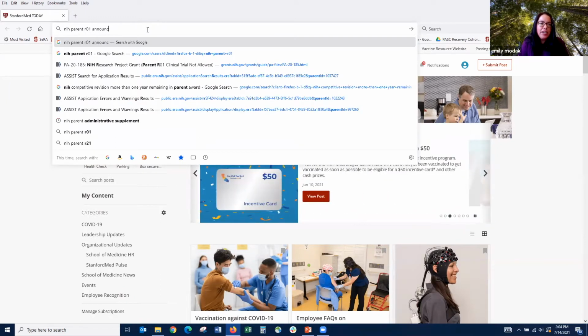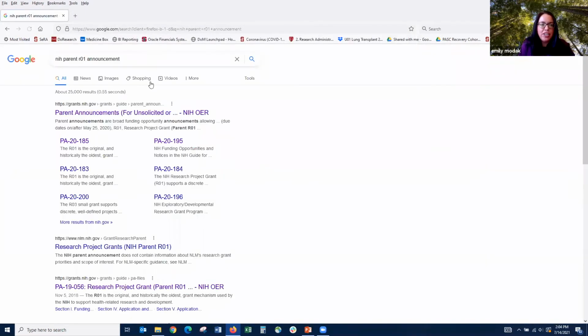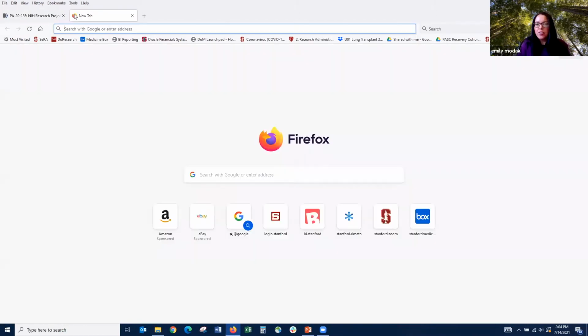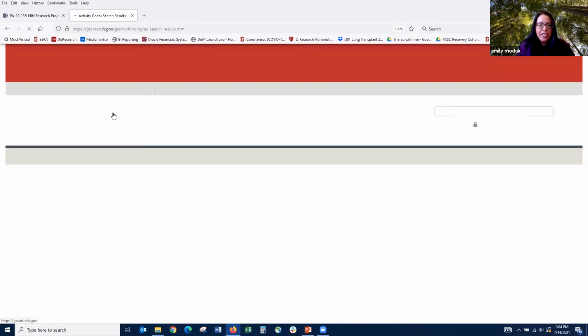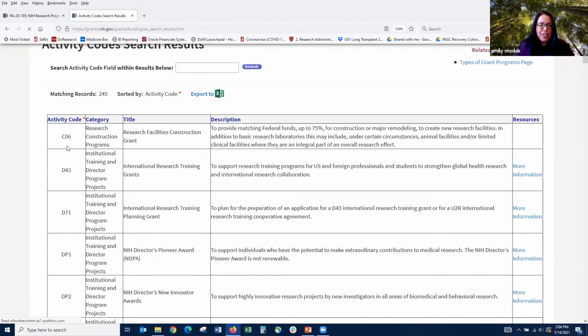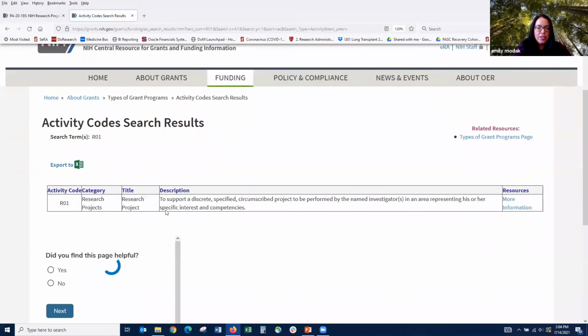For those of you who are not super familiar with NIH and all of the different acronyms that are used, I encourage you to Google tons of information about NIH, like NIH activity codes. That's what these different R01s, R21s are. The first search result shows you the activity code. Say you were wondering, what is Emily talking about with an R01? You can just search R01: research project to support a discrete project, right?